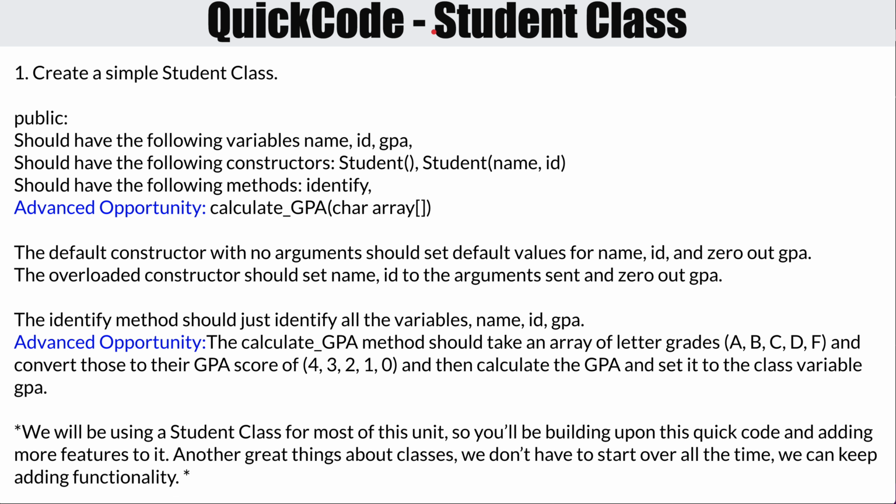We've got some advanced opportunities, and just regular opportunities. You're going to create a student class, and it's going to have the following variables: name, ID, and GPA. You should have the following constructors: student, and student that takes a name and an ID. It works just like the example that I gave you. And then you should have the following method: identify.